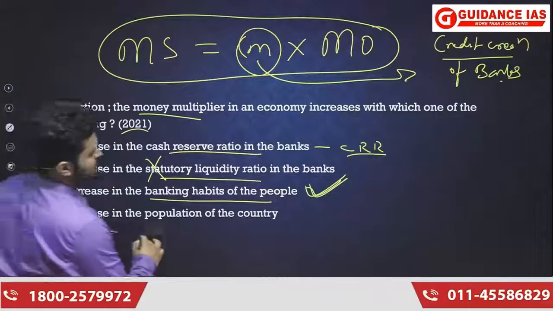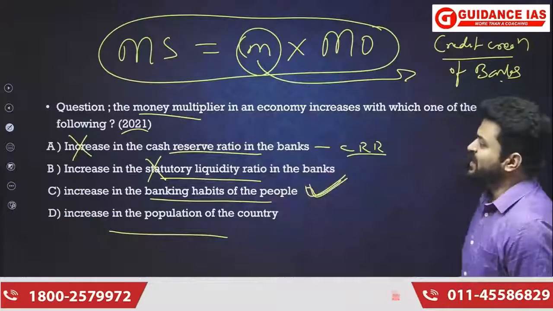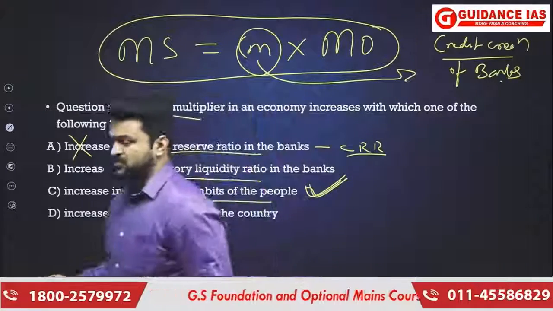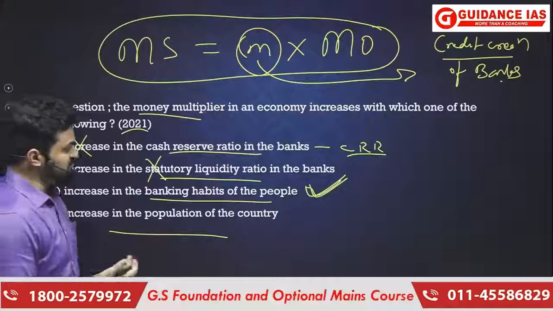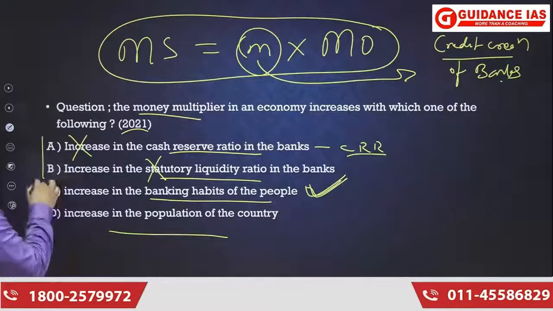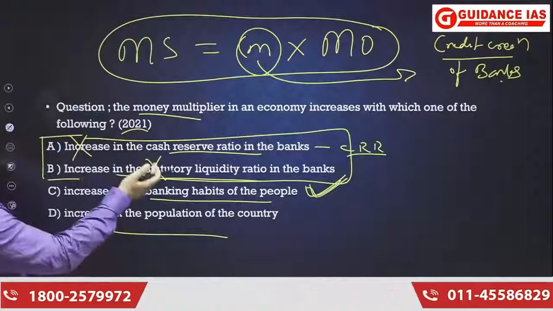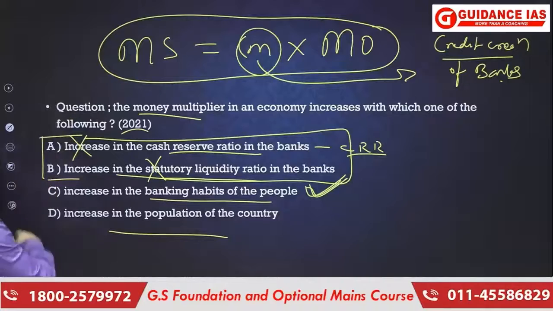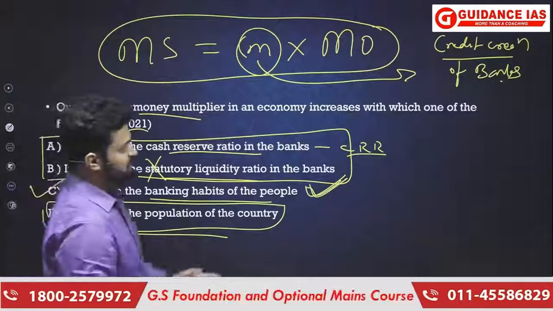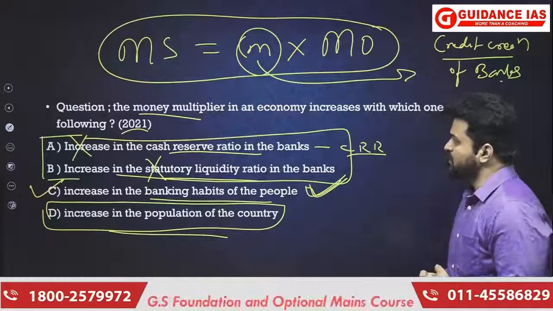Increase in the population of the country. Again, this is not going to determine the money multiplier, because if they don't have those banking habits, there is not going to be any effect just by increasing the population. Okay. So these are just opposite alternatives, opposite to what the question is asking. Third alternative is correct, and the fourth alternative does not have any direct relation with money multiplier. Okay, getting it?